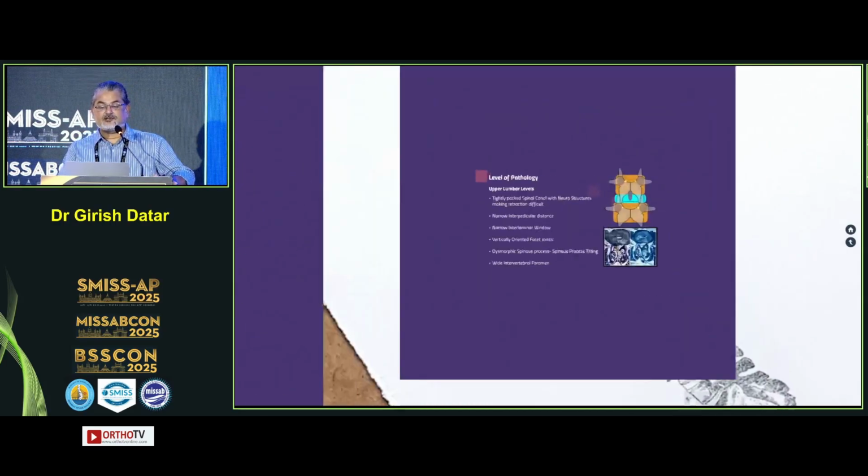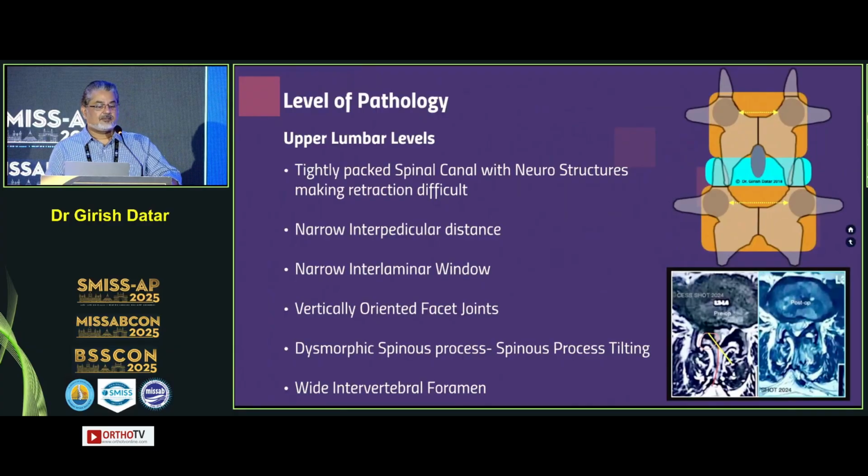Now, an anatomical consideration is the level of the pathology. If you look at upper lumbar levels, this is a tightly packed spinal canal with neurological structures and a narrow interpedicular distance. These have to be kept in mind when you are doing your surgery. Narrow interlaminar window, vertically oriented facet joints, and dysmorphic spinous process are very common in upper lumbar spines. If the spinous process is dysmorphic and you want to do an ipsilateral decompression on the side of the tilt, it becomes extremely difficult because you're going to jeopardize the integrity of the facet joint. A wide intervertebral foramen is the biggest advantage that we have in upper lumbar spines.